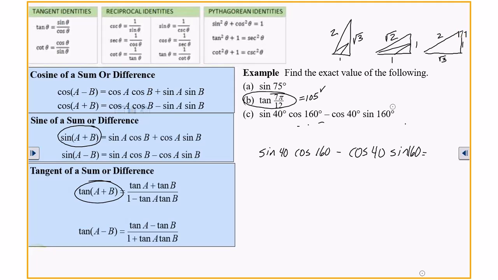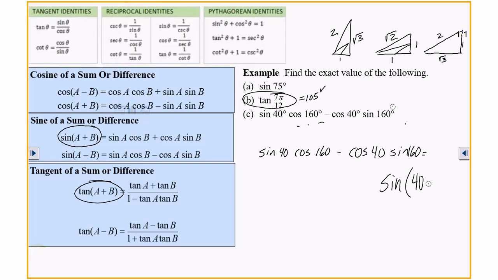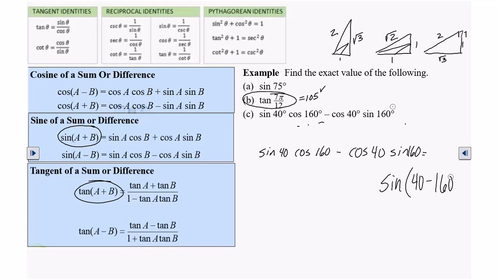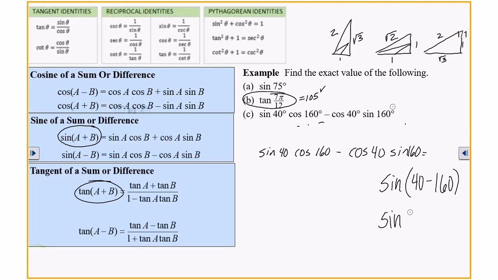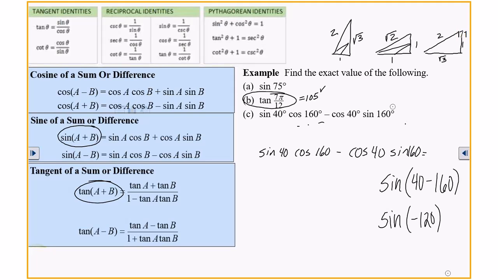Well, what's A? 40. What's B? 160. So, y'all act like y'all don't know what's going on. Sine of 40 minus what? 160. Which is equal to the sine of 40 minus 160, which is negative what? Sine of negative 120.